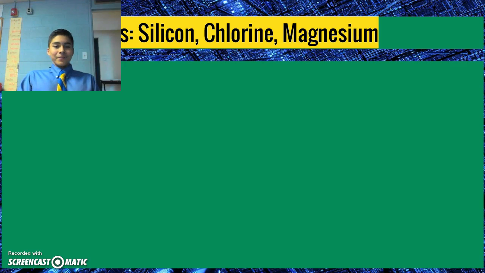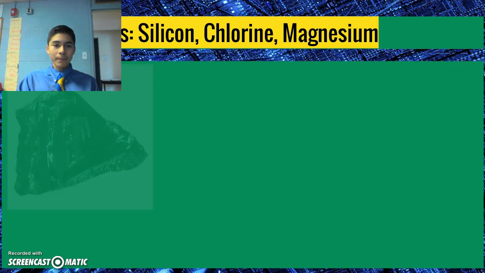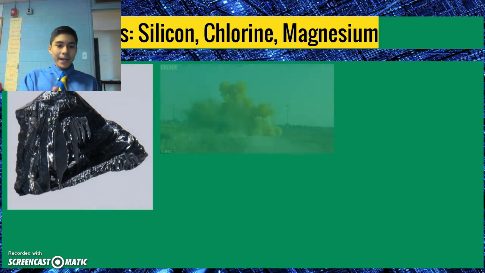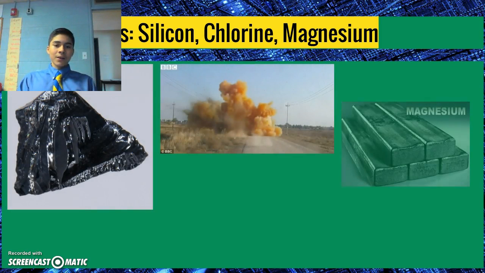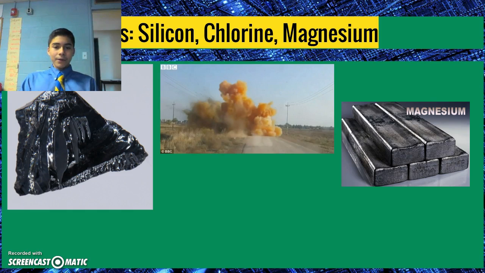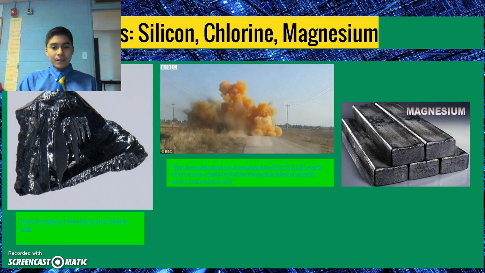The properties. We're going to be talking about the properties of silicon, chlorine, and magnesium. That picture that came up first was silicon. That brown grayish cloud, I mean, not grayish, but greenish. I guess it sort of is grayish. It's chlorine gas. And that gray metal you see right there, that is magnesium. As you can tell, it has the name magnesium on it.